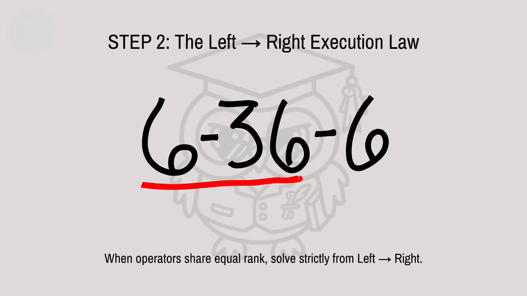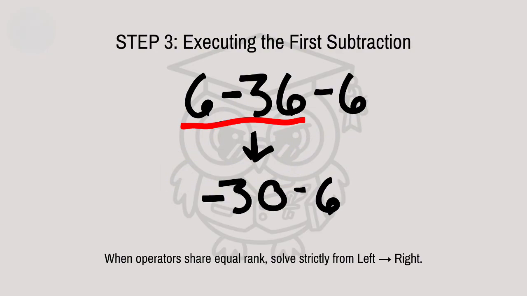The remaining operations are both subtraction, which share the same priority rank. When operators share equal priority, calculate strictly from left to right. The next step is to evaluate the subtraction on the left, 6 minus 36. Subtracting 36 from 6 gives us negative 30.